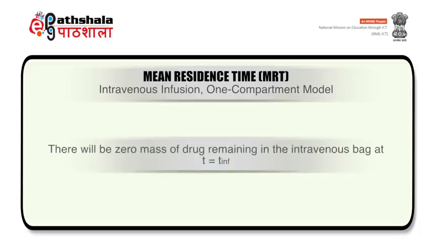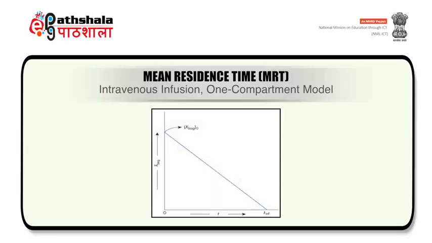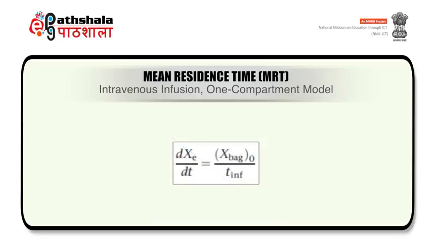There will be zero mass of drug remaining in the intravenous bag at t equal to T infinity. Here in the figure, the slope represents the constant rate of change of mass of drug in the intravenous bag over time. This slope or rate equals X bag 0 divided by T infinity. If the minus sign is dropped, this gives the rate of infusion of drug into the patient, which also equals the rate of loss of drug from the intravenous bag.